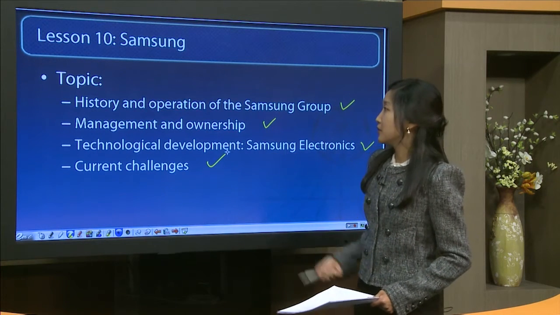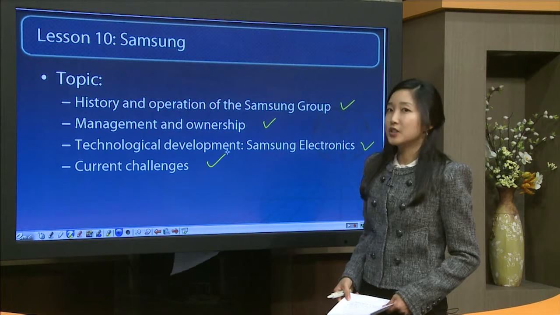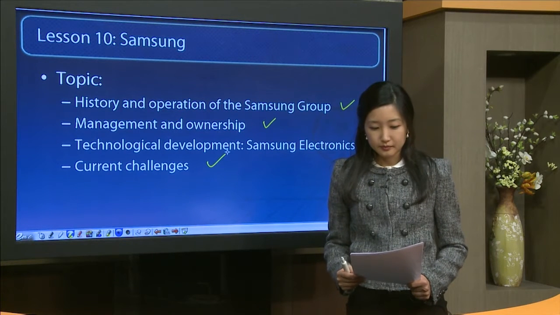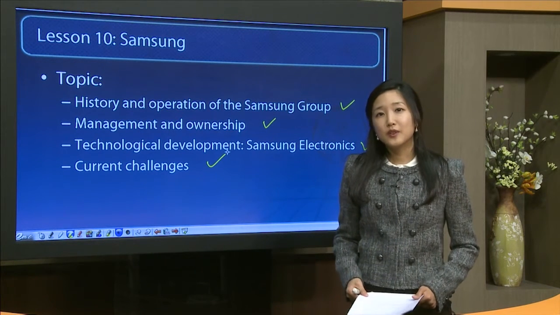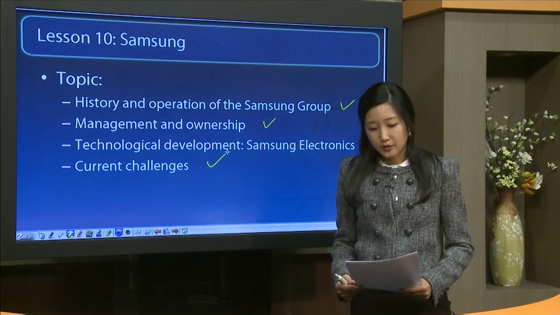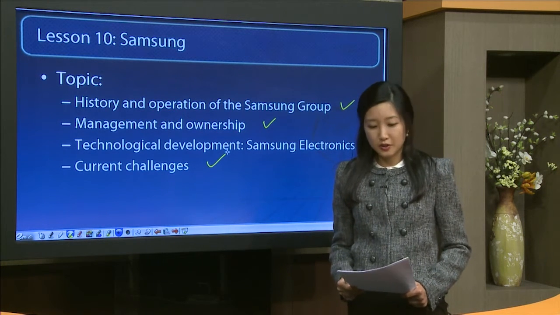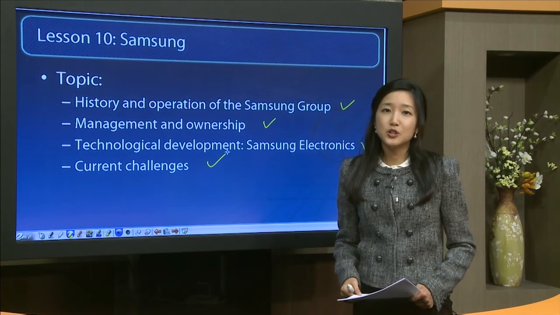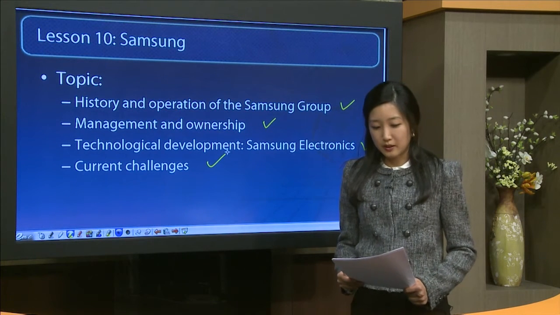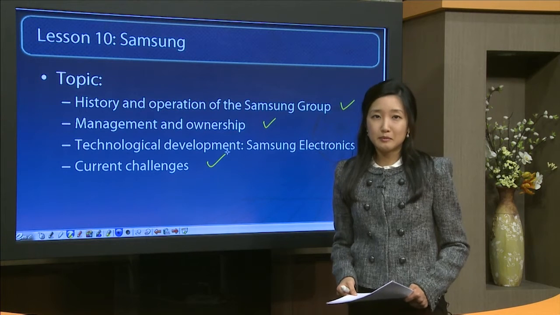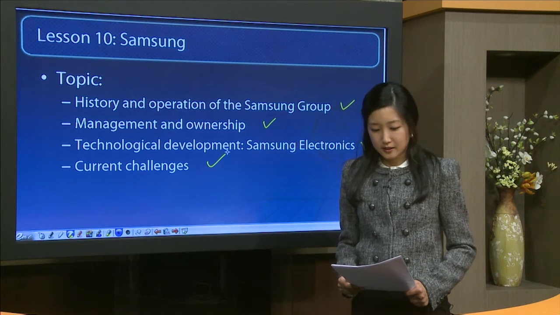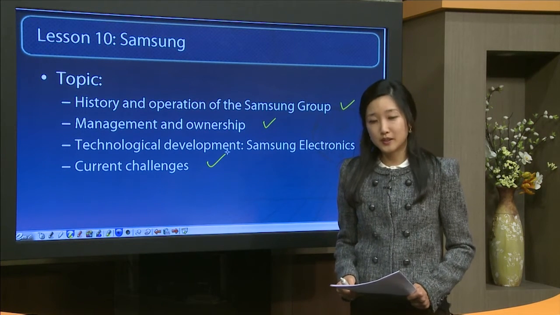Let's talk about the first topic, history and operation of the Samsung Group. Samsung's founder, Lee Byung-chul, first started off by establishing a small trading company in the late 1930s, which he eventually expanded into multiple areas. To provide a quick timeline, in the 1960s, Samsung Electronics was established.